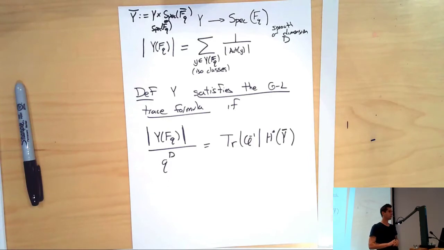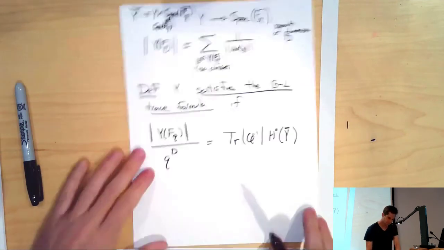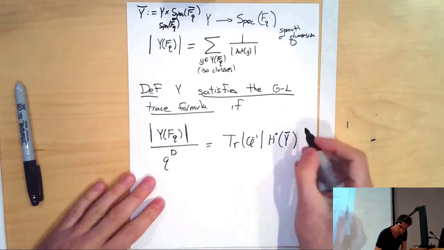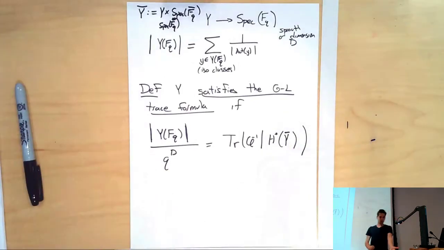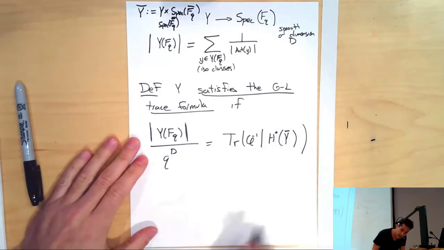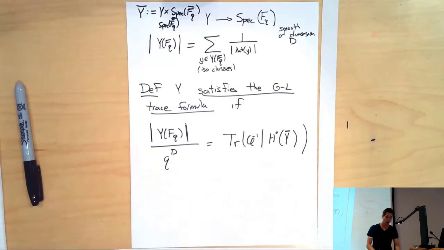Yeah? Can you say what it means for a stack to be smooth of dimension d? You say Y is a stack. Y is an algebraic stack, which means that it's locally an algebraic variety. It admits a submersive map from an algebraic variety. And smooth means that that algebraic variety is smooth. Thank you.